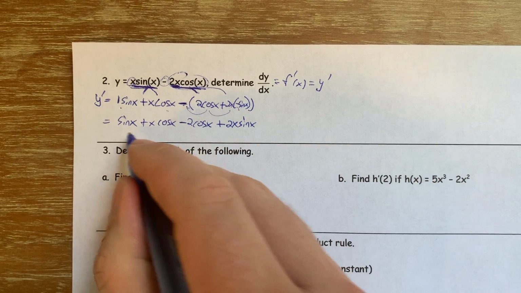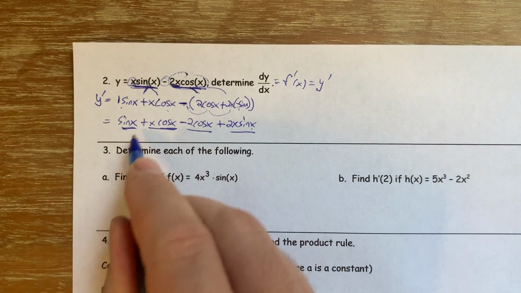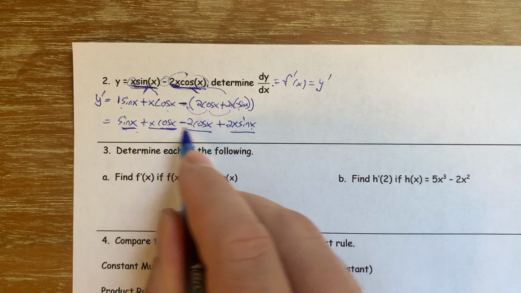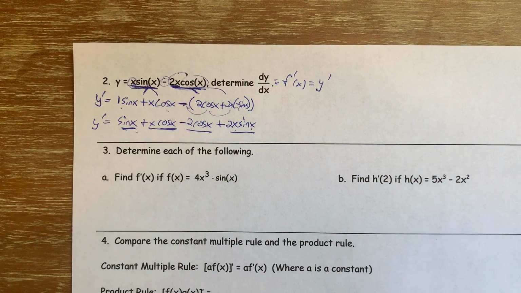And none of these are like terms. They don't have the same things. This one has a sine of x and a sine of x, but this one has an extra x. This has a cosine of x and a cosine of x, but this one has an extra x. So there is the derivative using the product rule.